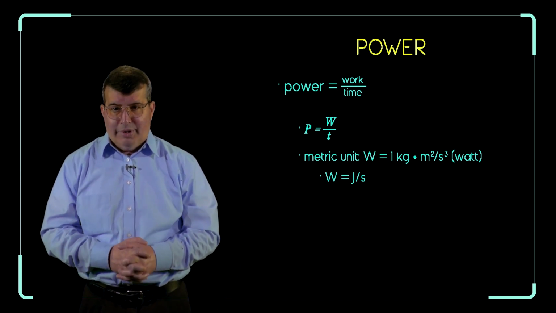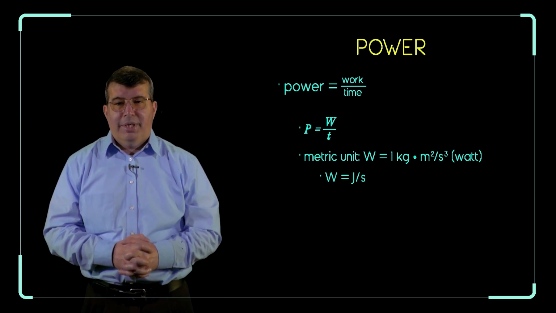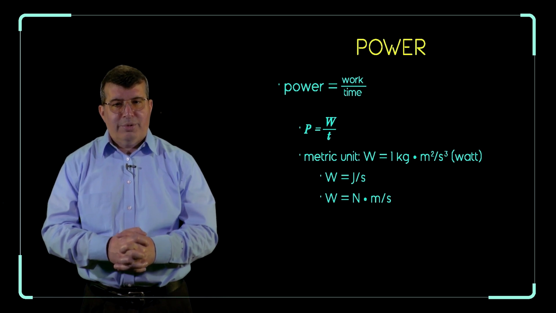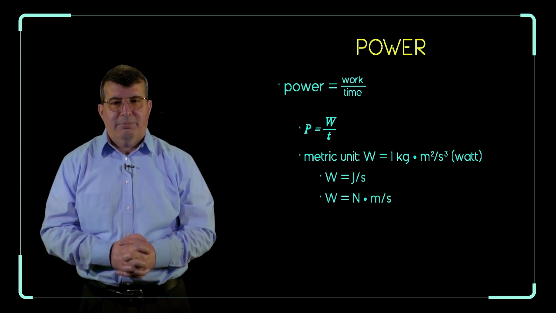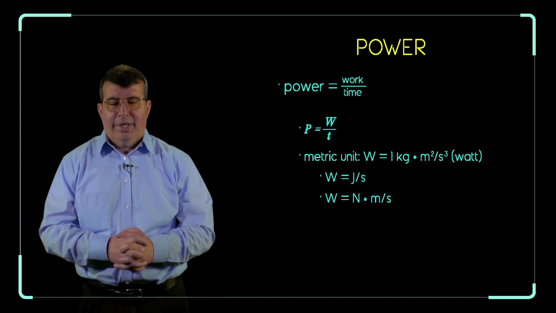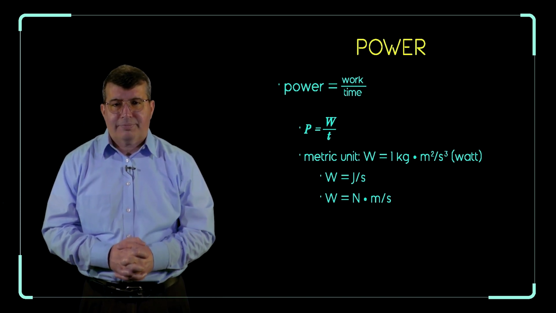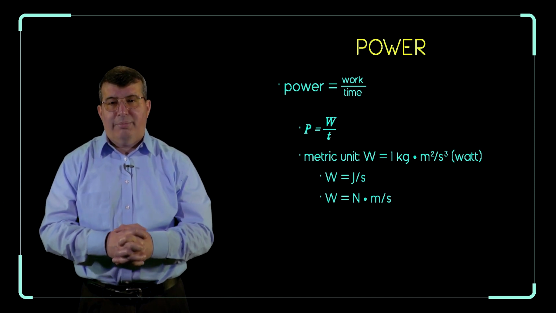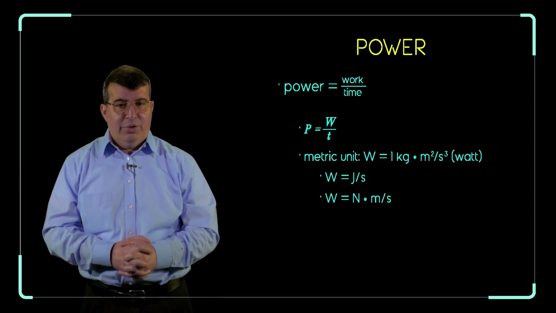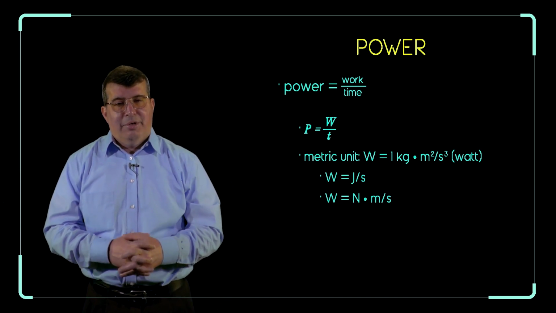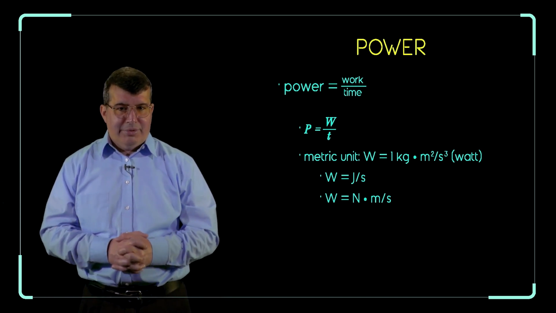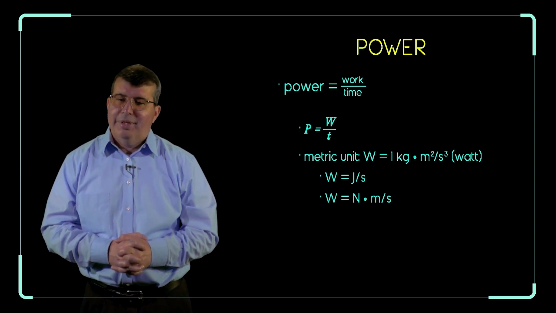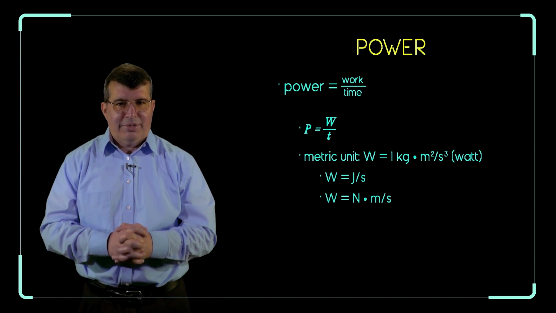Now another definition of the watt would be a newton times a meter per second, because remember, a joule is a newton of force applied over a meter, so a newton times a meter is a joule, and then per second. So a watt is a joule per second, a joule of work done per second. It could also be a newton times a meter per second. But if we break it all the way down into kilograms, meters, and seconds, then that would be a kilogram times a meter squared divided by a second cubed. So that is the watt.